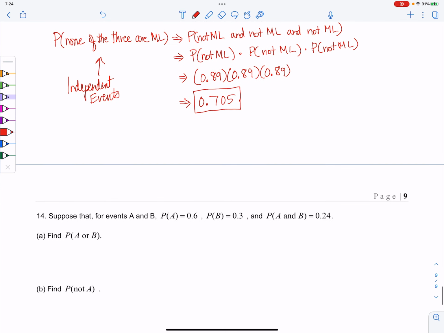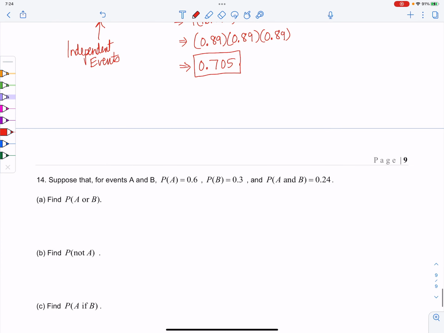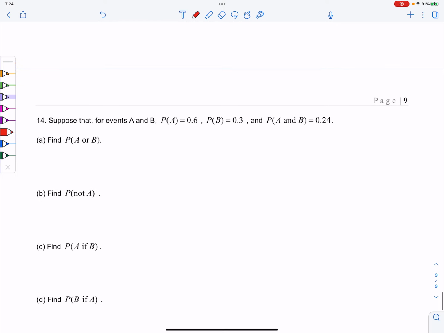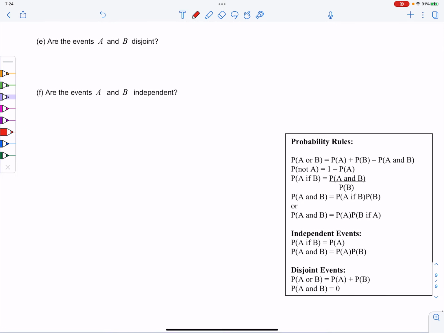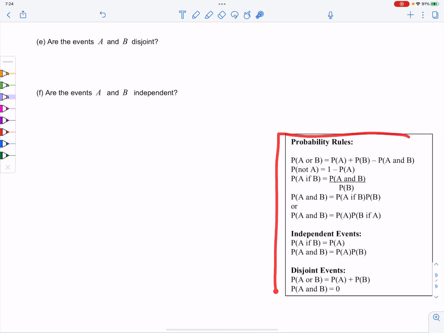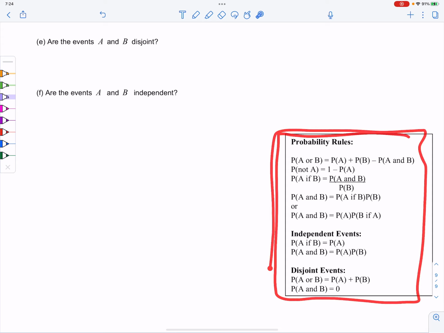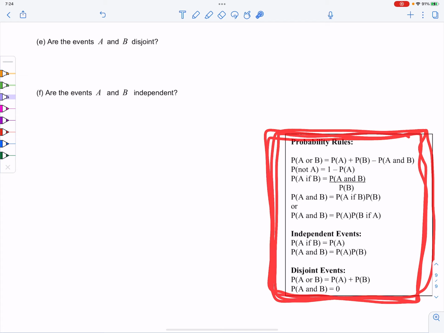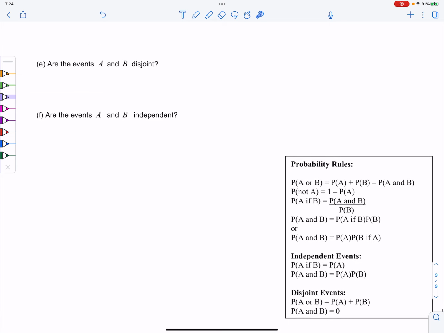Okay, let's do one more problem, and this is real similar to problems you're going to do in Wiley Plus and in the textbook and on quizzes and exams. Just a reminder that here are all of our probability rules in one place. If I were you, I would put these on a note card so you have access to them and you can pull it out whenever you need. You'll need all of these, so I would put them somewhere really handy.